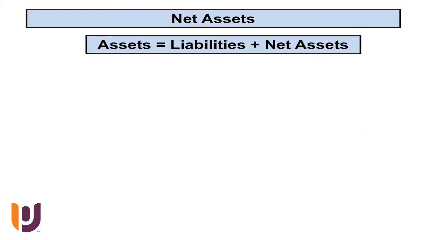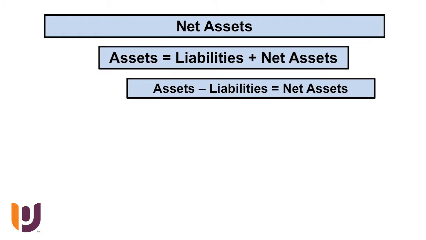A basic concept in the nonprofit world is the net asset. Assets equals liabilities plus net assets. Therefore, assets minus liabilities equals net assets. Instead of showing retained earnings or owner's equity, the nonprofit financial statement shows net assets.